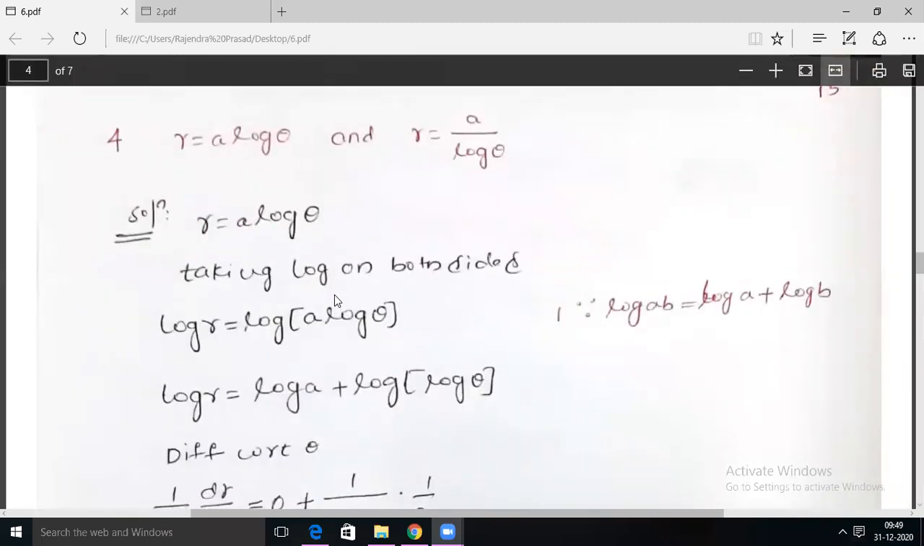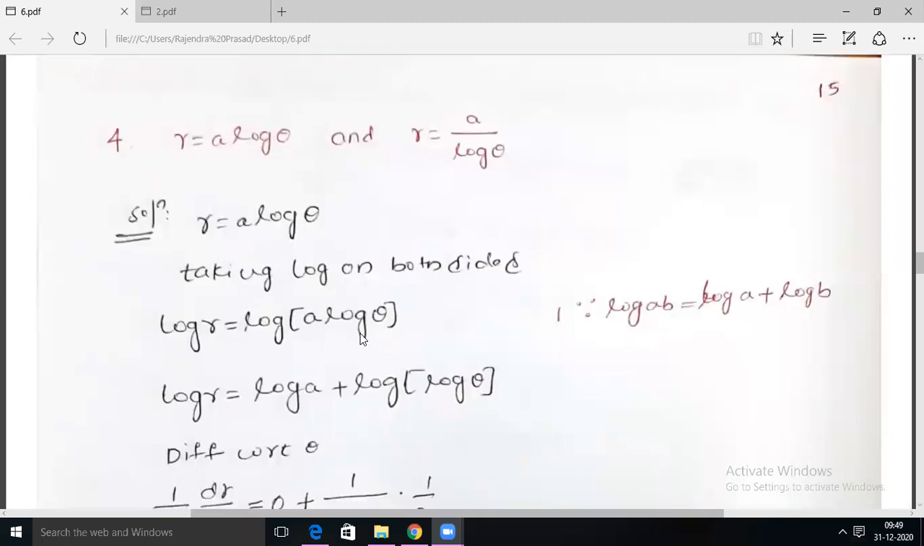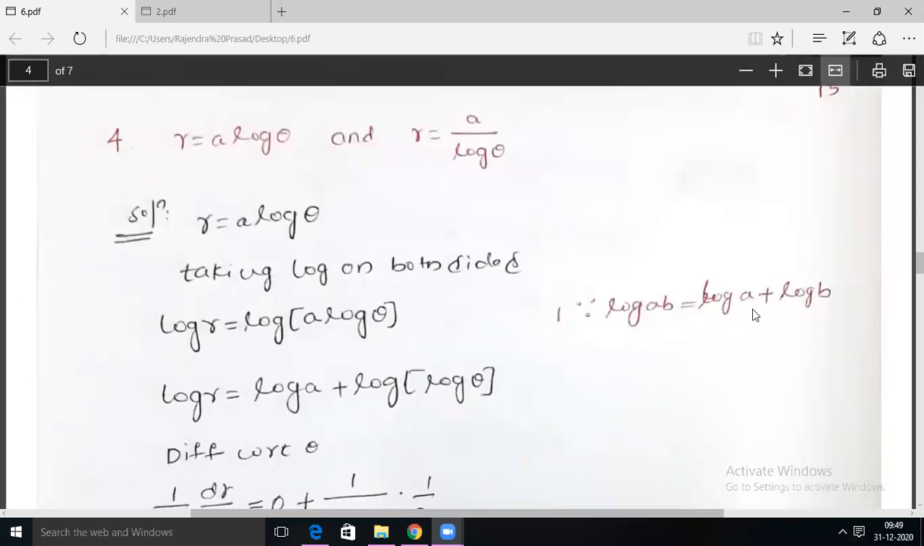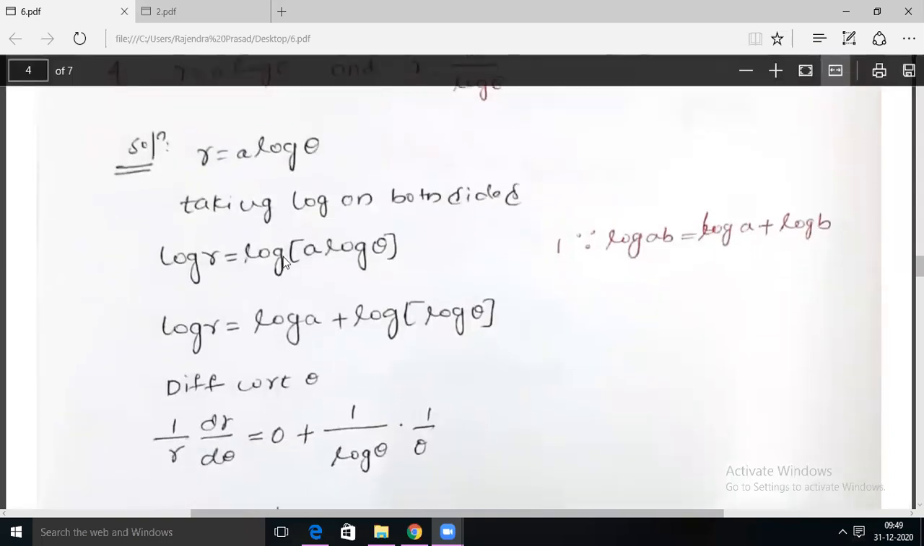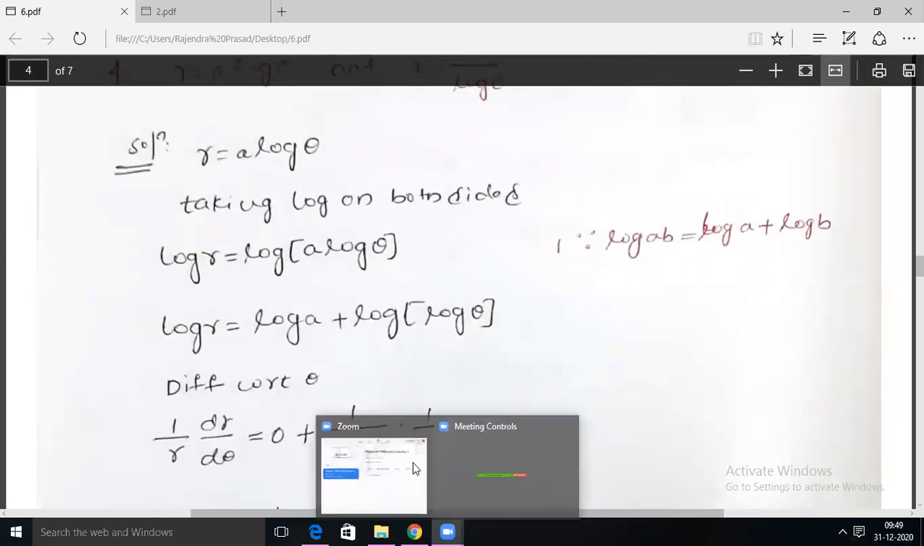Taking log on both sides, log r is equal to log of a into log theta. So here we have to apply the logarithmic property, log AB is equal to log A plus log B.